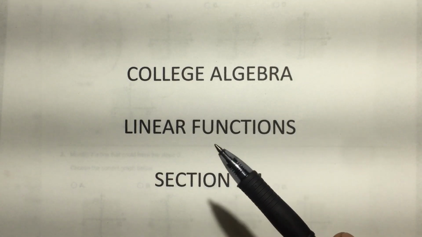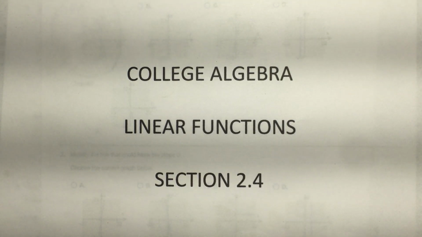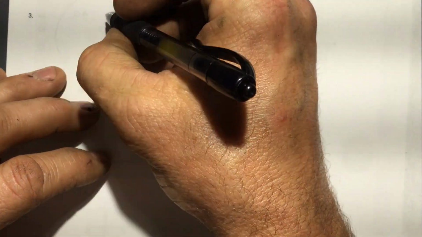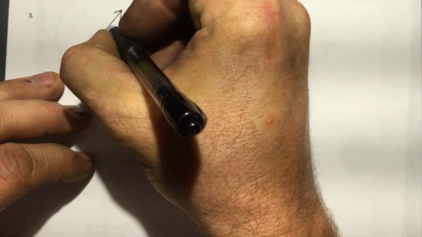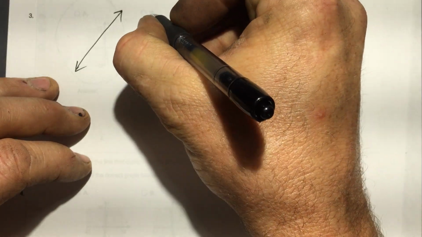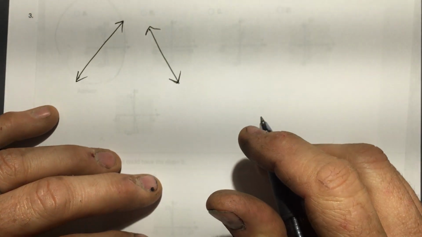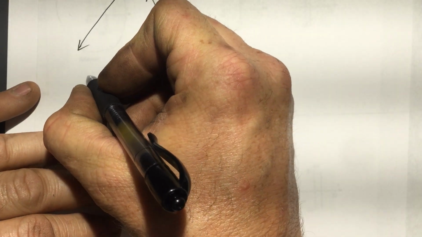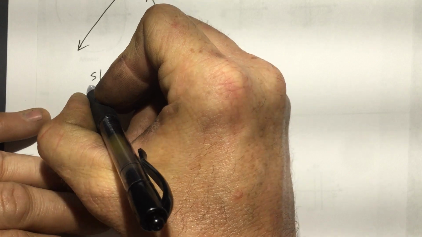All right, college algebra. Looking at linear functions today. As we look at lines, you could have a line that goes like this, or a line that goes like that. In these lines, though, the most important thing we have is called the slope. What is the slope of the line?